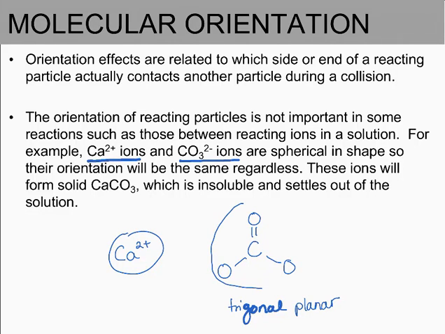And it kind of has a spherical shape as well, and then an overall -2 charge. So if your molecules or ions are spherical, it doesn't really matter which way they're facing, or which part of one molecule attacks another molecule, because they are spherical, so their orientation will be the same regardless. And then once these two ions interact, they form calcium carbonate, which is insoluble and settles out of the solution. So this would form a precipitate.